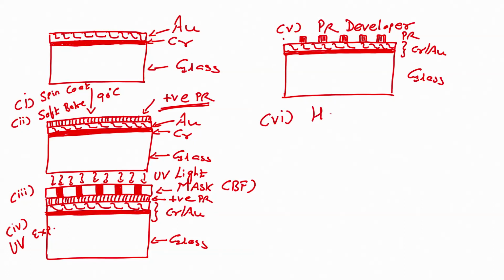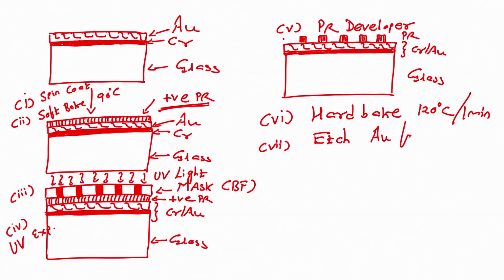Step number 6 would be hard bake, 120 degree centigrade, 1 minute. Next step, the 7th, would be to dip or etch gold followed by chrome, etch gold followed by chrome.